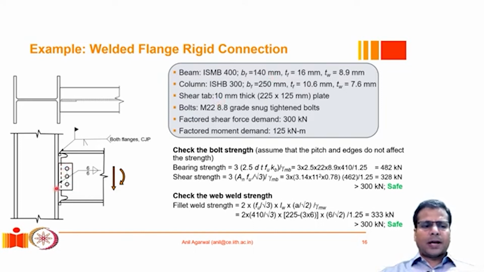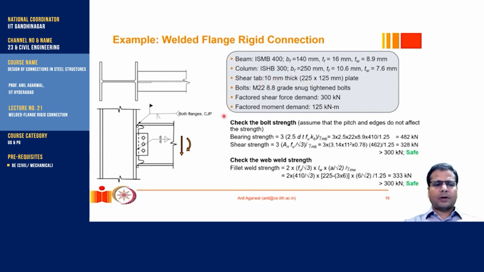Then there is a shear tab that has been provided. The shear tab is just a plate, which is a 10 millimeter thick plate of dimensions 225 in the vertical direction and 125 millimeters in the horizontal direction. And then appropriate bolts are provided. So 3 bolts of 22 millimeter diameter and 8.8 grade are snug tightened in these locations.